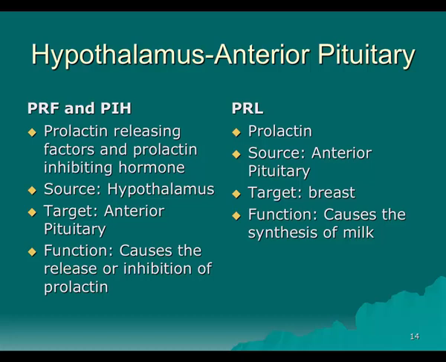Prolactin releasing factor and inhibiting hormone also come out of the hypothalamus, target the anterior pituitary, and either increase or decrease the production of prolactin. Prolactin itself targets the breast and induces the synthesis of milk. Okay, its major role is to stimulate milk synthesis.